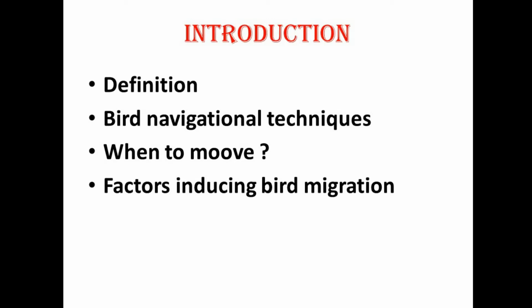Now we'll consider the next point, bird navigational techniques used by birds at the time of migration, which are the sun compass, star compass, and odor map, where the bird is actually not attracted, but tries to escape away from the odor of that particular region. Then magnetic map, magnetic compass, and genetic imprinting. These are the various techniques used by the bird for navigational purposes.